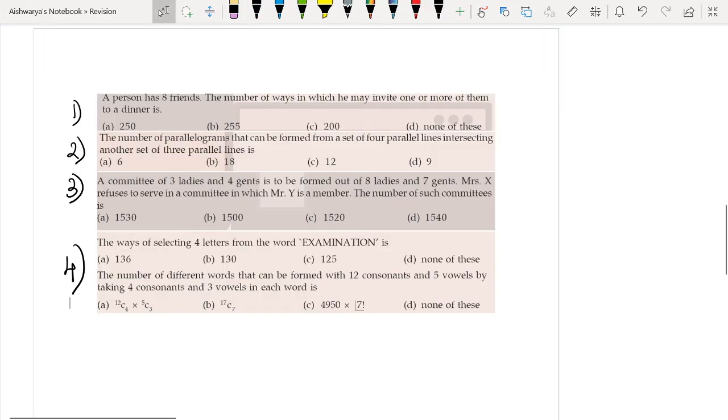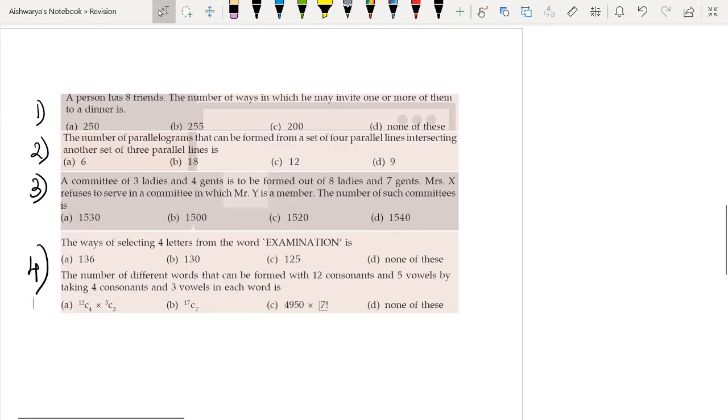Okay, let's start with the first one. A person has got 8 friends. In how many ways he may invite one or more of them? So a person wants to invite 8 friends to a party. In how many ways can he invite one or more of them? Underline the words one or more of them.